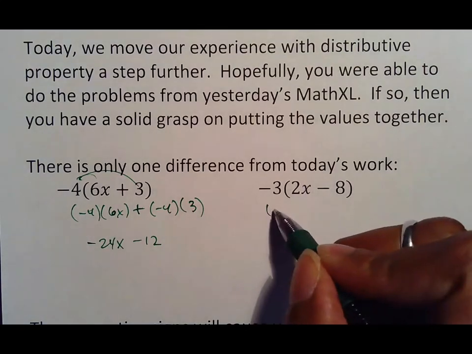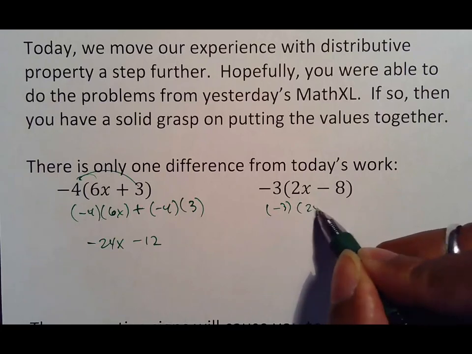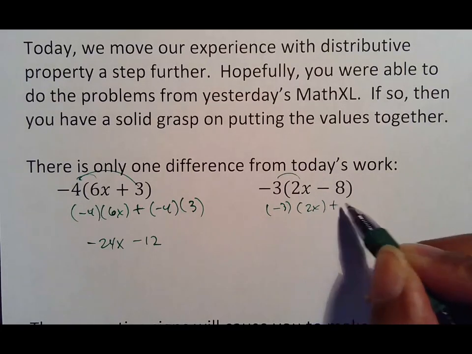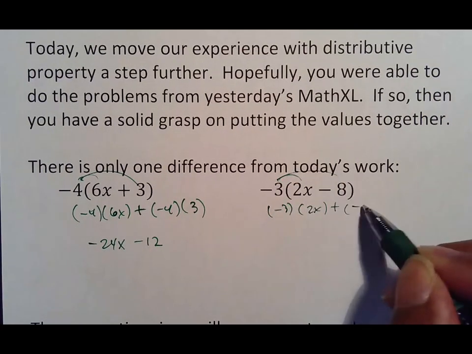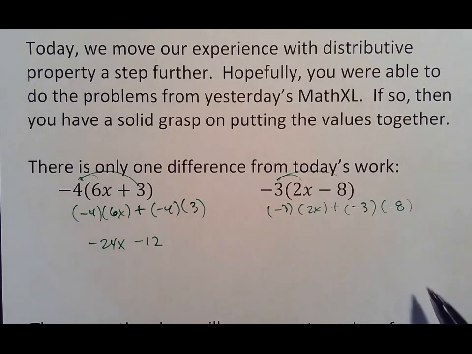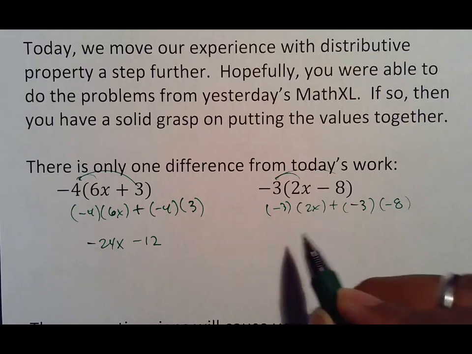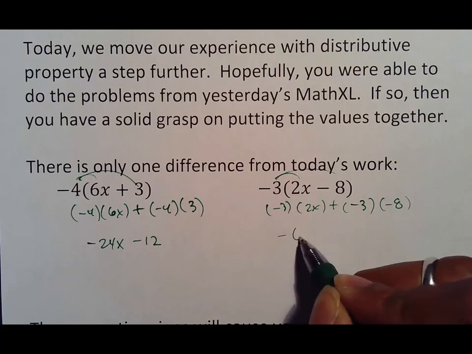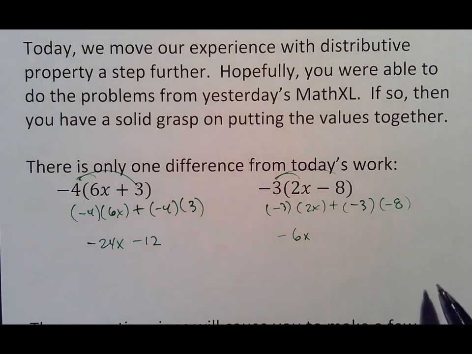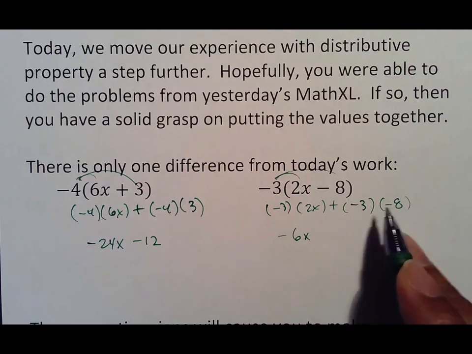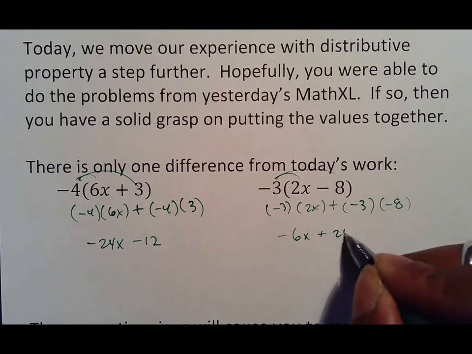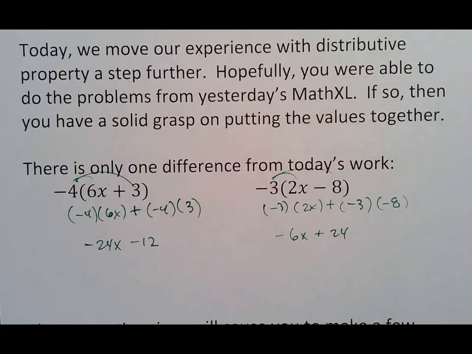On this one again, negative 3 meets 2x. Always use a plus to connect it. And then negative 3 meets negative 8. And so from there, these signs are different, so it's negative 3 times 2 is 6. Bring down your x. Negative 3 times negative 8, the signs are the same, so it's positive 24, and that should do it.